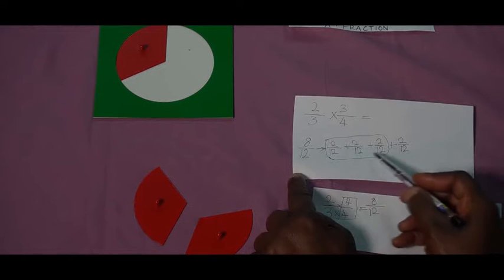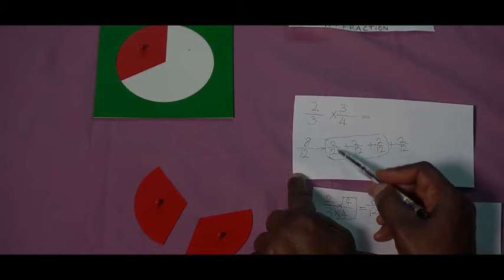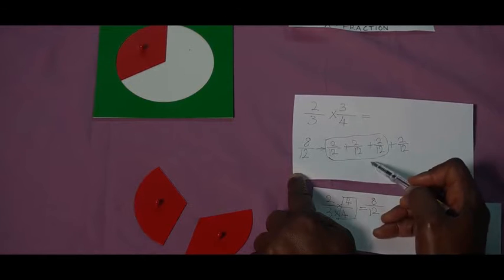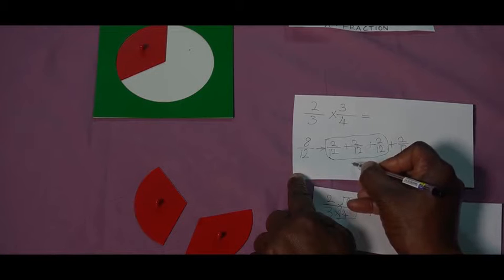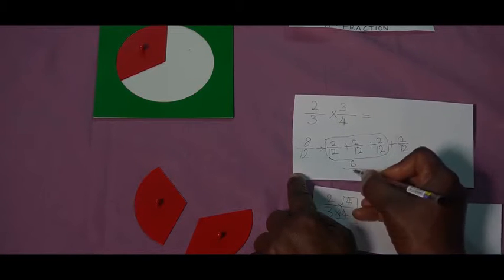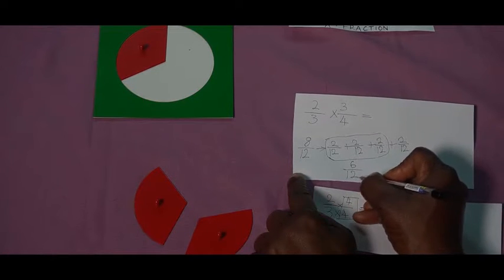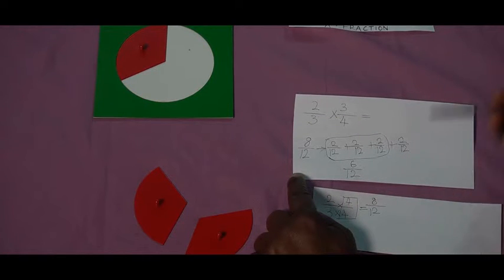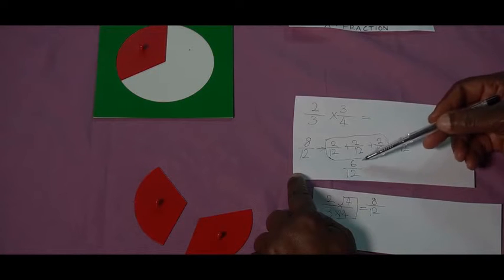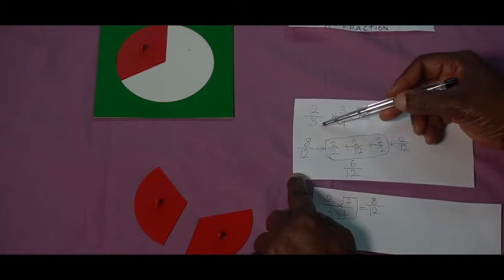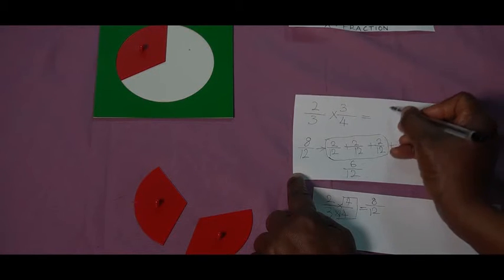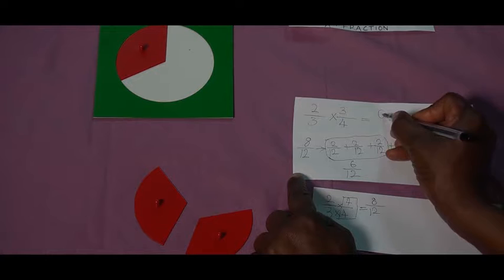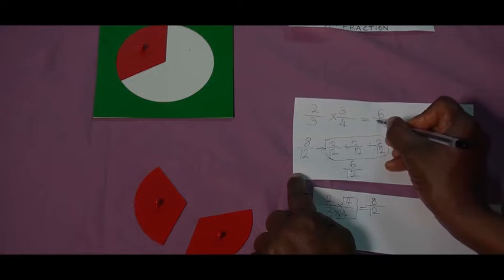So, and what is that? 2 twelfths plus 2 twelfths plus 2 twelfths will give me 6 twelfths. So our final answer is 6 twelfths. So 2/3 times 3/4 giving me 6 twelfths.